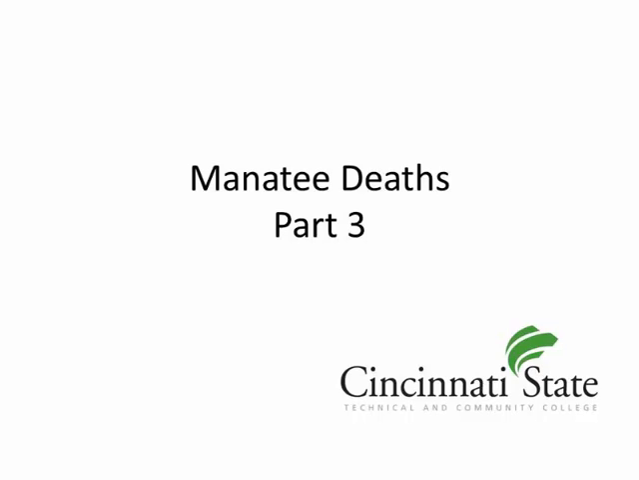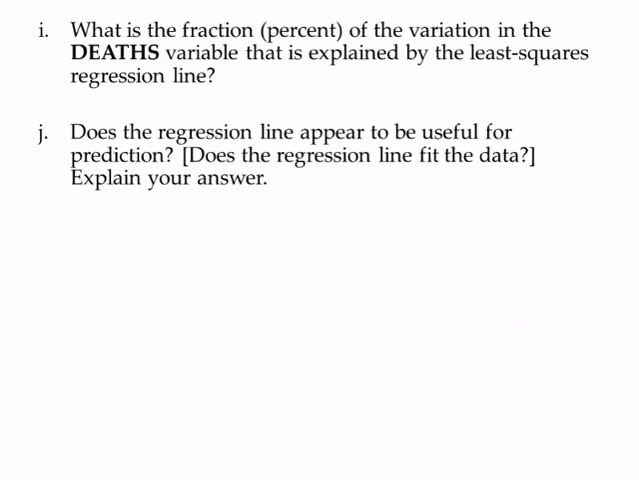This video will be the second part to the Manatee's worksheet. We'll begin with the letter I. What is the fraction or percent, or sometimes it may say proportion, of the variation in the deaths variable that is explained by the least squares regression line? Now, if you recall, this is the same thing as the coefficient of determination, r squared.